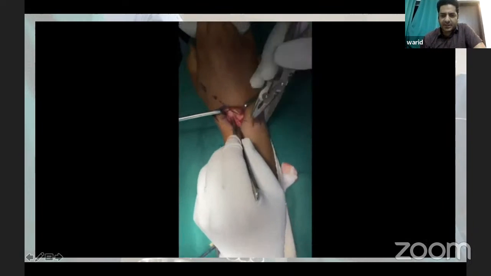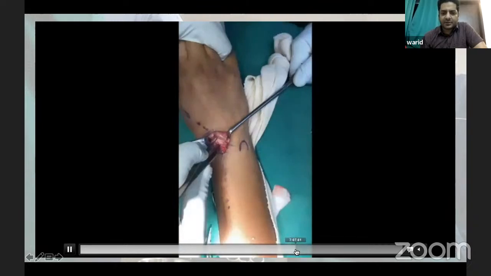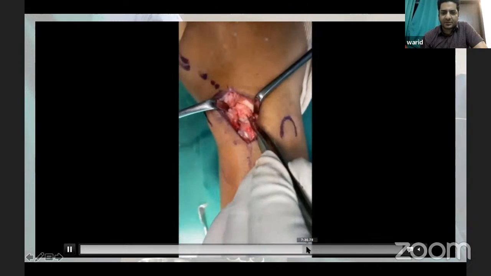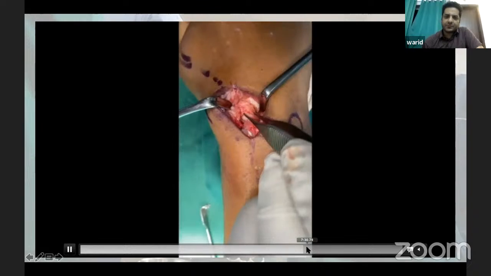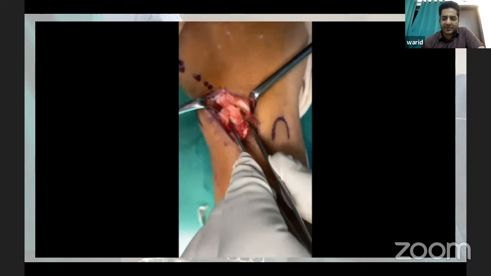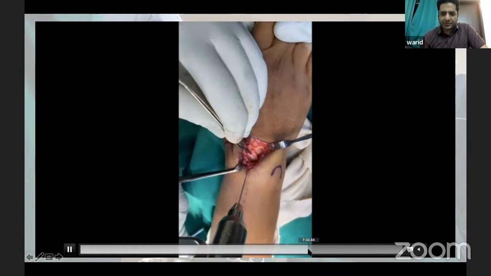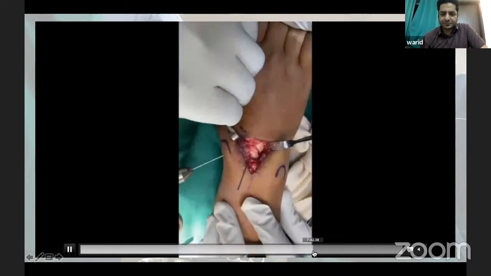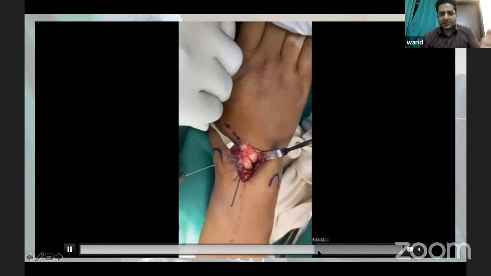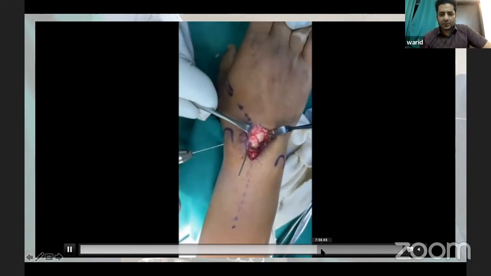And then align them properly. And under image intensifier, you can go for fixation of the fusion. You can use the K wires, or we can use Herbert screws. So that is provisional fixation with the K wire, and then that is the final placement of the Herbert screw.